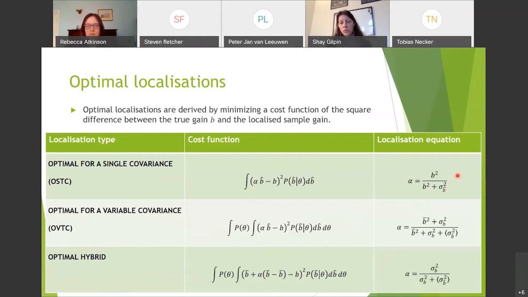In the first case, OSTC, the optimal localization is given in terms of a true gain, which is obviously not useful, because if the truth is known, we wouldn't be using an ensemble and we wouldn't need localization. However, it's still expected that some improvements may be seen if we used a mean gain and treated it as a true gain in this form. But it's expected that OVTC and hybrid forms will be an even greater improvement on that. And they're given in terms of an expected mean and variance of the true gain, and a mean and variance in the sample gain.